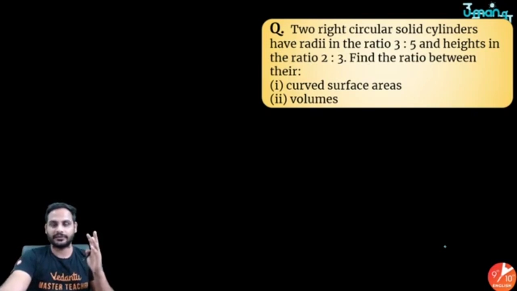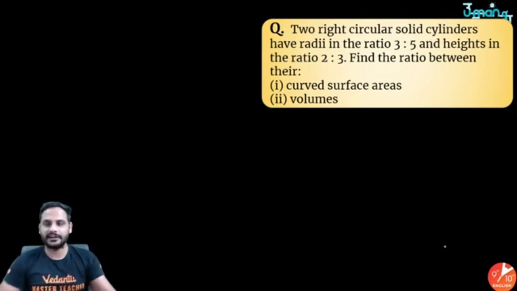Now next part, beta: two right circular solid cylinders having radii in the ratio 3:5 and heights in the ratio 2:3. Find the ratio between CSA and volume. So now we have two cylinders. The radii are in the ratio 3:5.